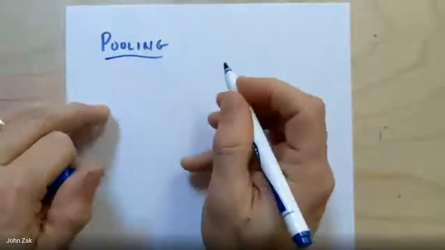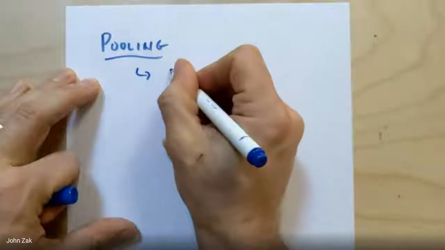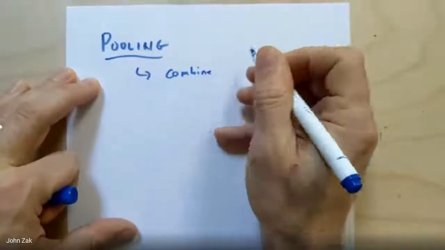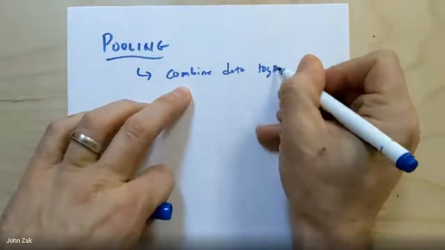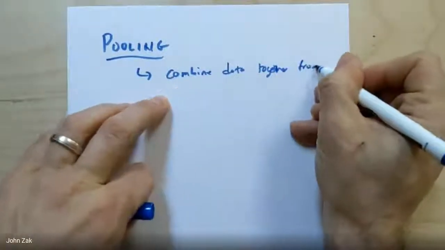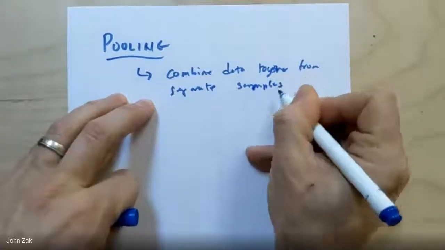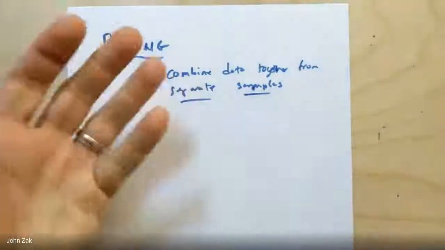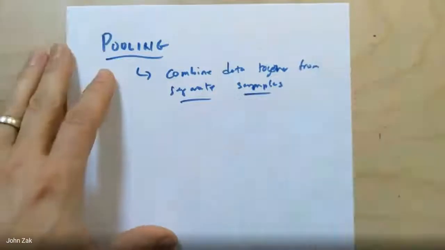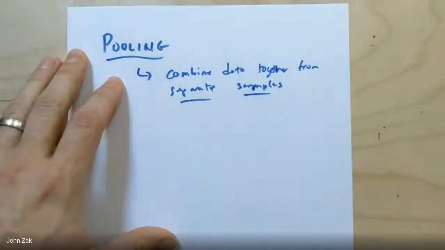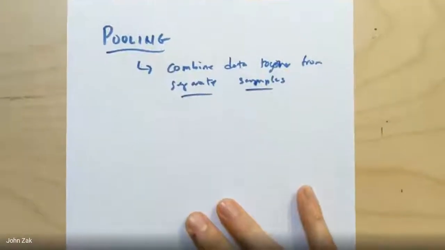But let's clarify. Pooling is something that happens when you essentially combine data together from separate samples. So typically, if you took two samples from two different populations, then those should be treated as separate samples. However, if you have some assumption that gives you a reason to combine those samples into, say, one large sample, then you should do that, right? It's good to have larger samples. We know bigger sample sizes are good, right?